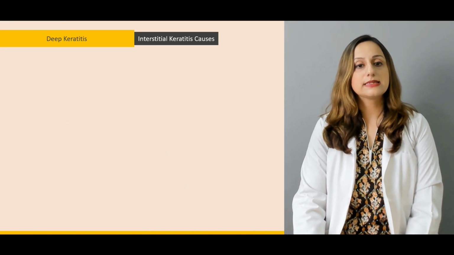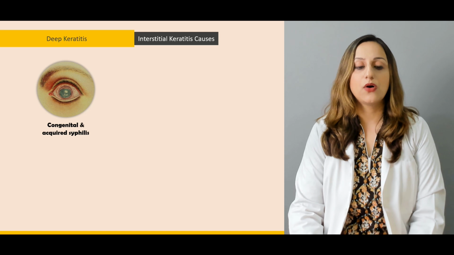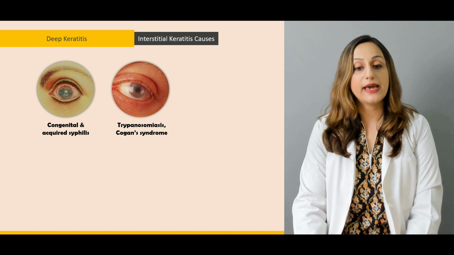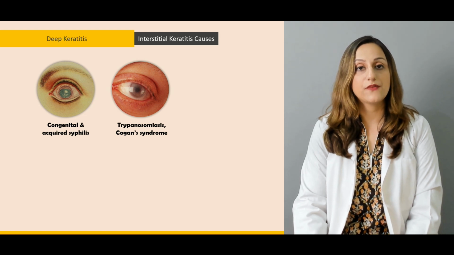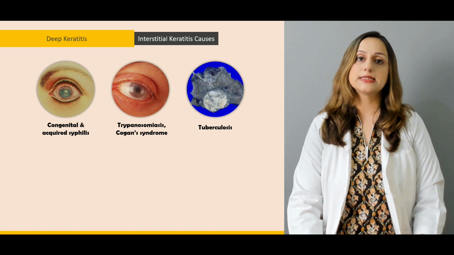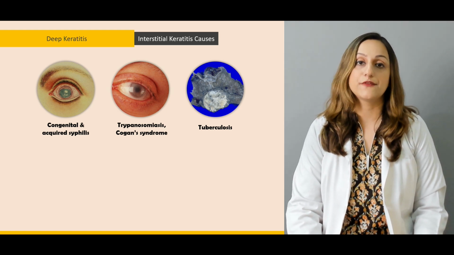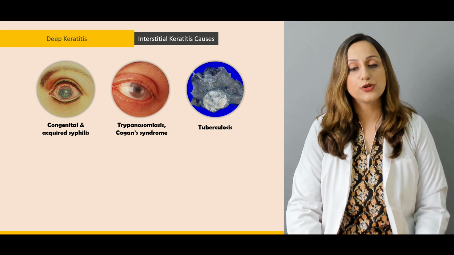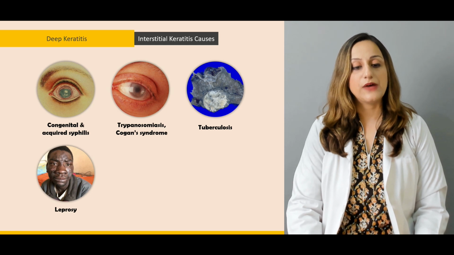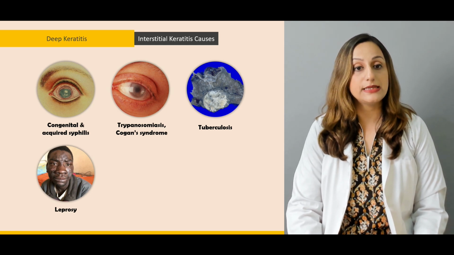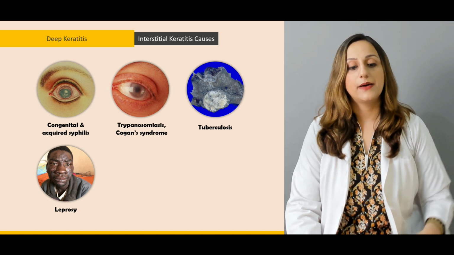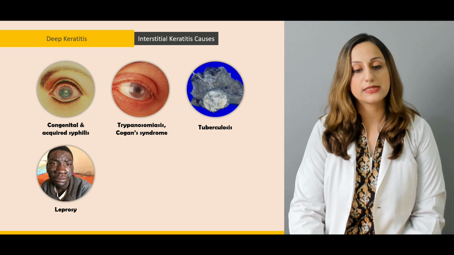Deep keratitis is one of the varieties. It can be caused by congenital and acquired syphilis. We have trypanosomiasis, or on the other hand, Cogan's syndrome, in which the patient ultimately suffers from visual disturbances and deafness as well. We have tuberculosis, which can also result in deep sorts of keratitis. And finally, we have patients of leprosy, who also end up with this deep keratitis.